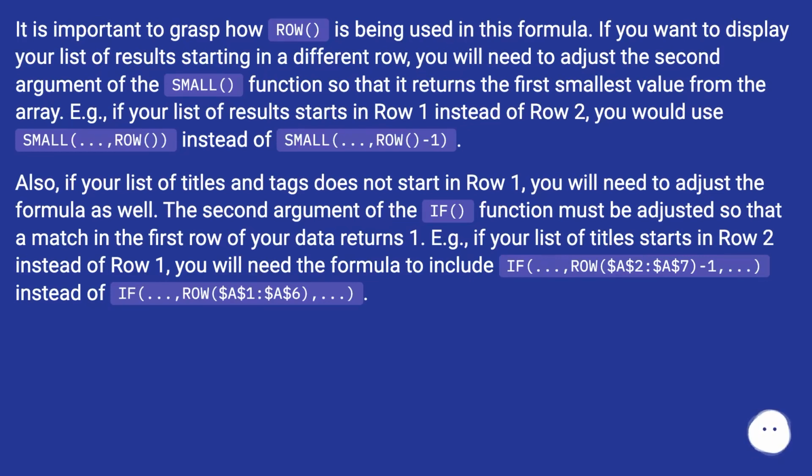The second argument of the IF function must be adjusted so that a match in the first row of your data returns 1. E.g., if your list of titles starts in row 2 instead of row 1, you will need the formula to include IF(..., ROW($A$2:$A$7)-1, ...) instead of IF(..., ROW($A$1:$A$6), ...).